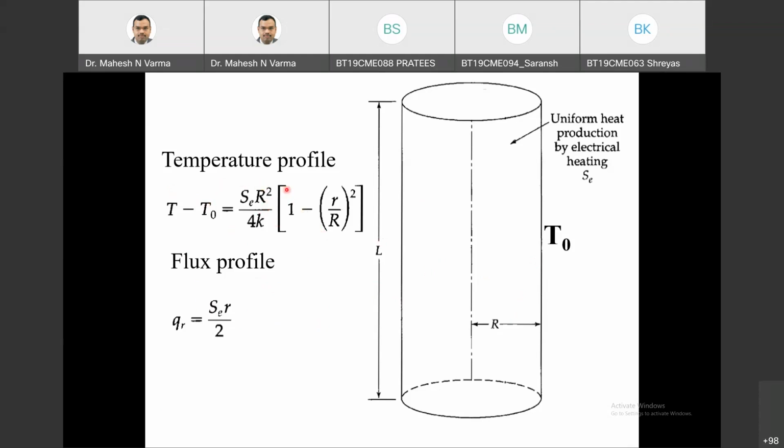Observing this equation, it looks similar to what we have seen for flow through pipes, the velocity profile for flow through pipes. Exactly similar. That is what I want to convince you of: heat transfer is similar to mass transfer, even though that problem was totally different. Fluid was flowing through a solid pipe, and there we got a similar velocity profile. Here a current is flowing through.